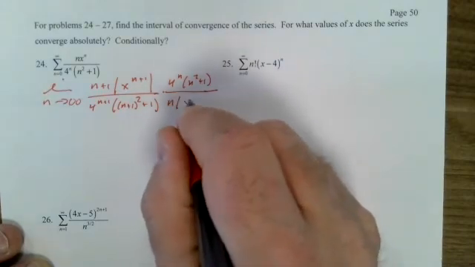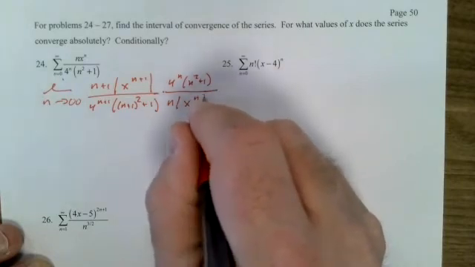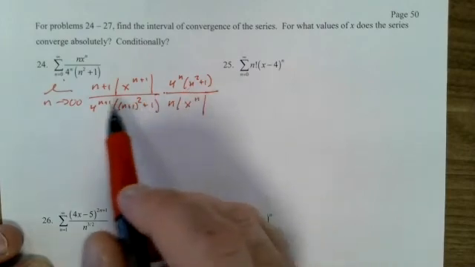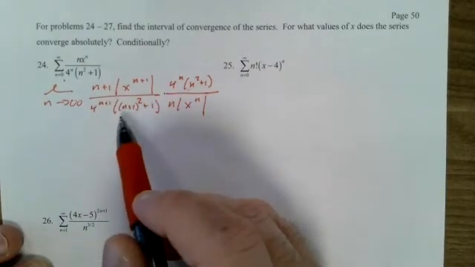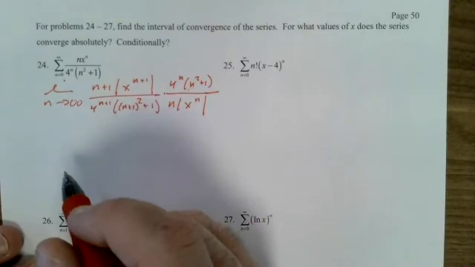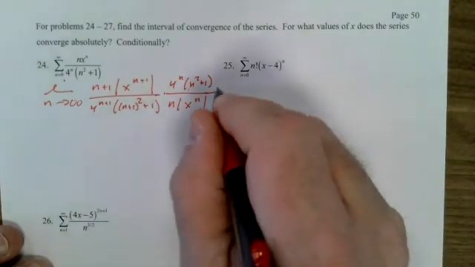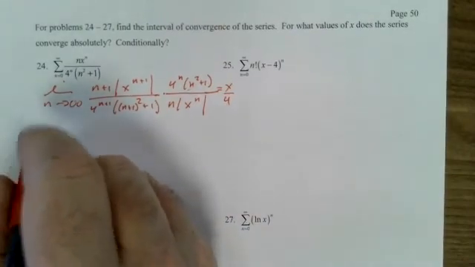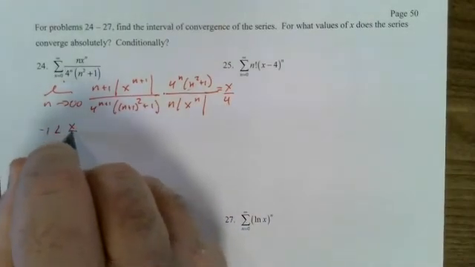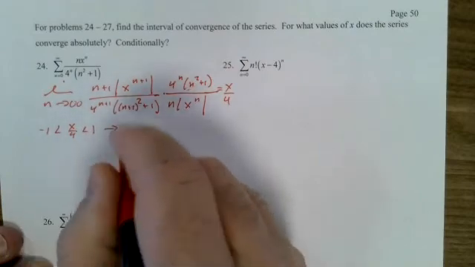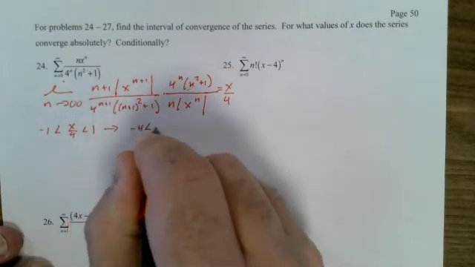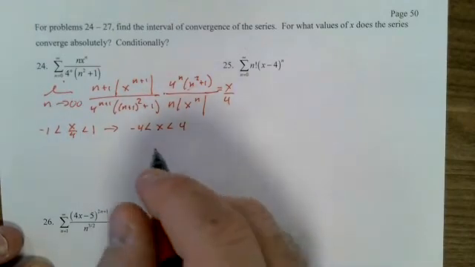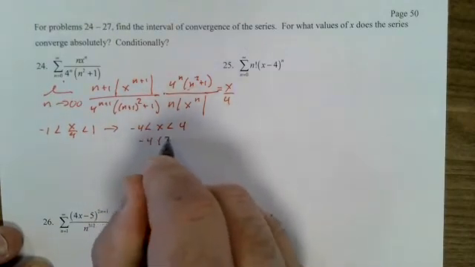n x to the n. Okay, n squared by. It's going to get me x over 4. -1 less than x over 4 less than 1. -4 less than x less than 4. Radius equals 4. -4.